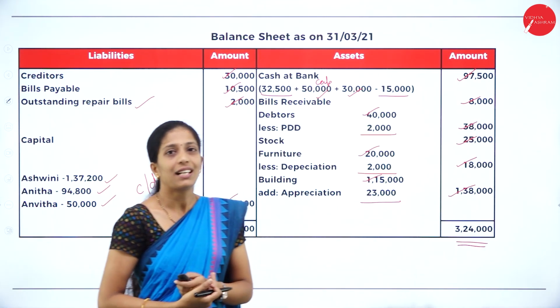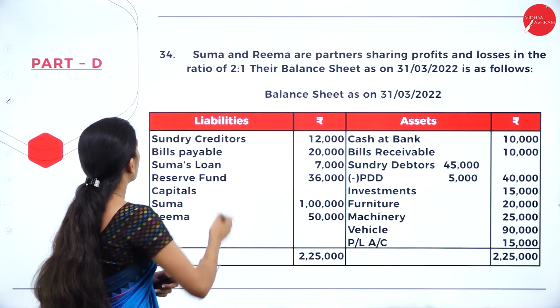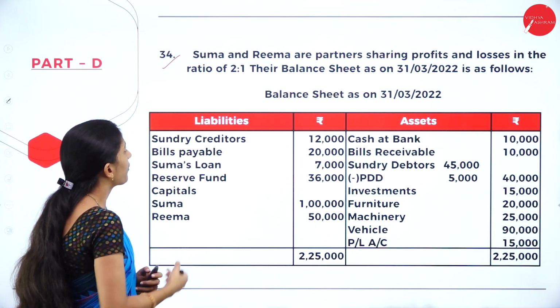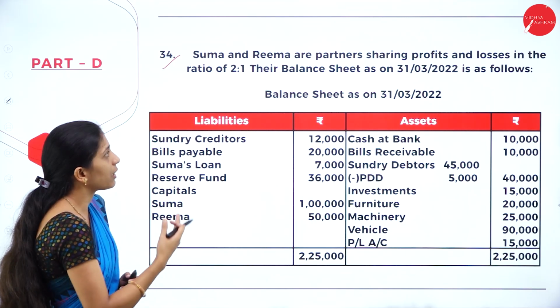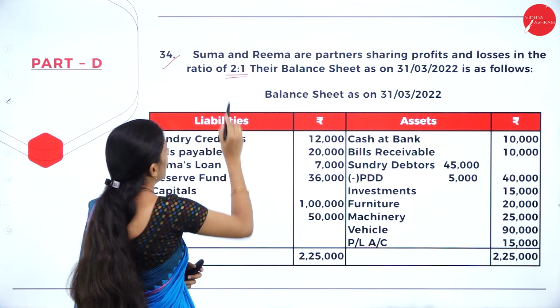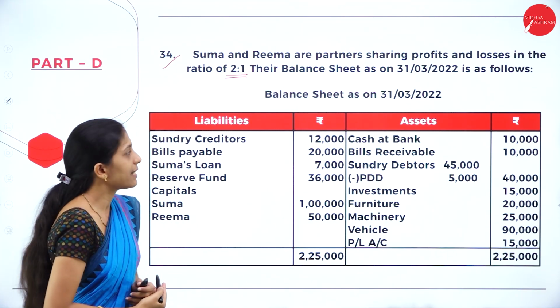So, hope you are clear with the admission of a partner problem. Now, we shall go through the next one, 34th problem, that is on dissolution. Here they have given Suma and Rima are partners sharing profit and loss in the ratio 2:1. Their balance sheet as on 31st March 2022 is as follows.